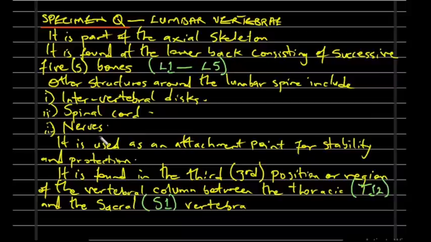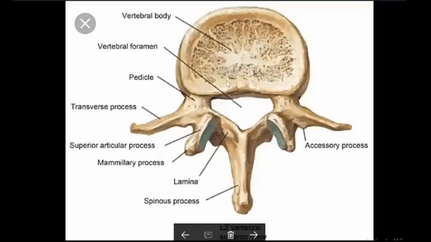Other structures around the lumbar spine, we have the intervertebral discs, we have the spinal cord as well as the spinal nerves. Now this part of the vertebra is used as attachment points for stability and protection of the organism. That is basically their function. And so this is what we are talking about here. This is an example of the lumbar vertebrae. We can see it here.